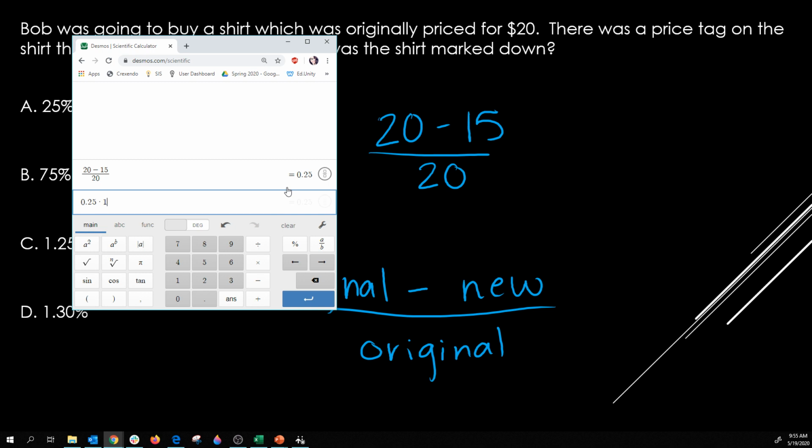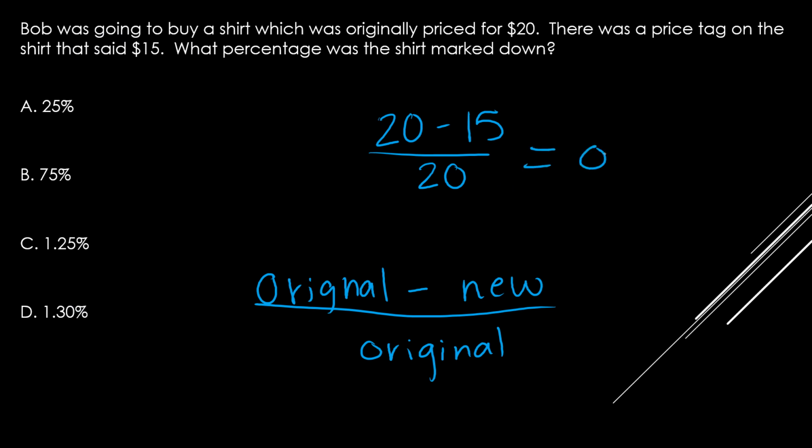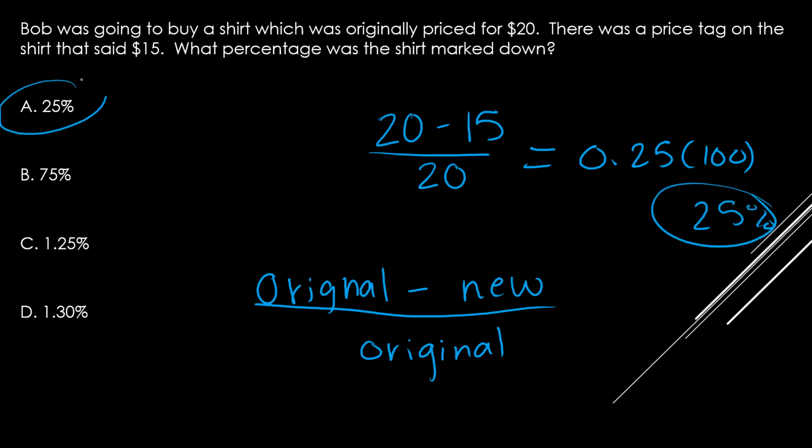And if I multiply it by 100, I will get the percentage that it is off, which is 25. Okay, so I got 0.25 and I need to take that, multiply it by 100 to give me 25%. So that means that the shirt that Bob bought was 25% off.